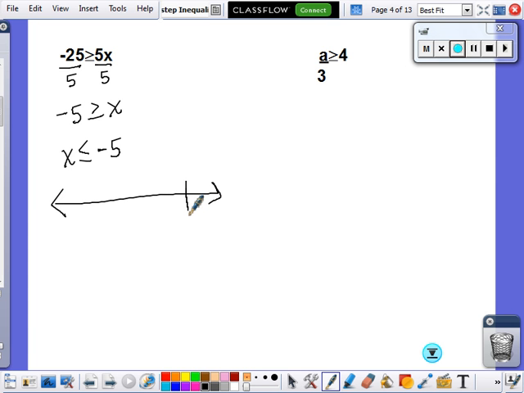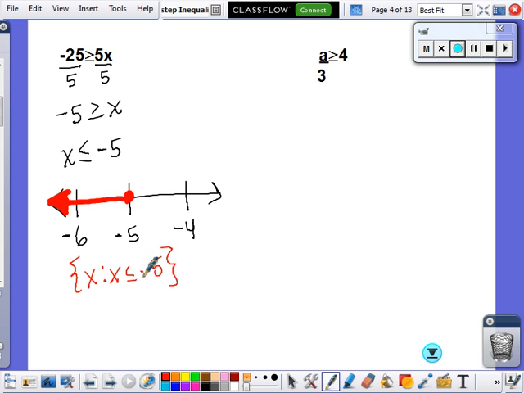Remember the negative numbers go this way. 4, 5, 6. They go the opposite way of positive numbers. Always have someone get that confused. Hope it's not you, okay? Alright, is this going to be open or closed at negative 5? Closed. Yes. And then less than means I'm going this way on my graph, because numbers get smaller that way. And then set builder is like this. And then how does this read from left to right?